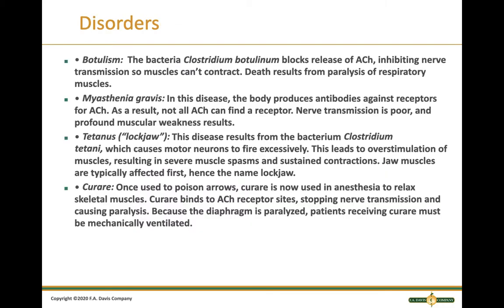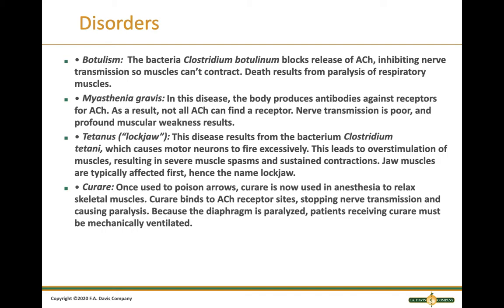Alright, now we have a couple disorders we need to know about. The first is botulism, caused by the bacteria Clostridium botulinum, which blocks the release of acetylcholine, and if we can't release acetylcholine, that's what starts the whole process. If we can't release that, then muscles can't contract, and when our breathing muscles don't work, we die.